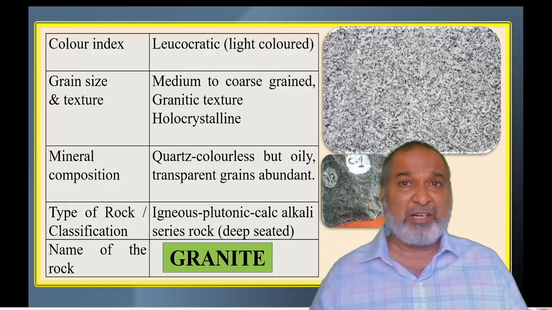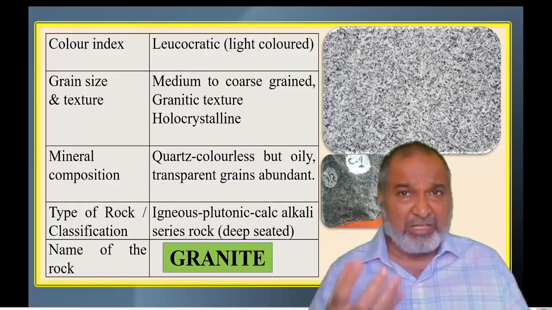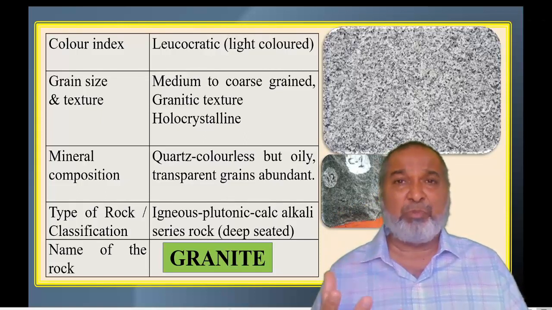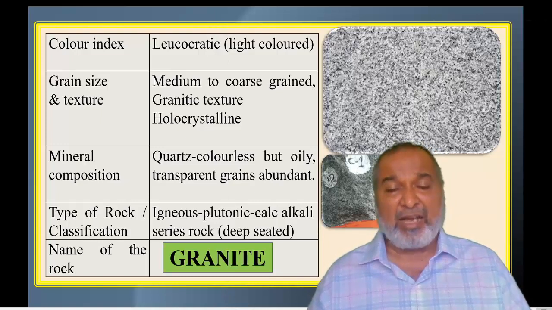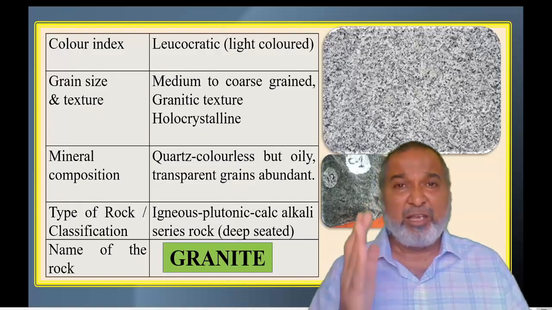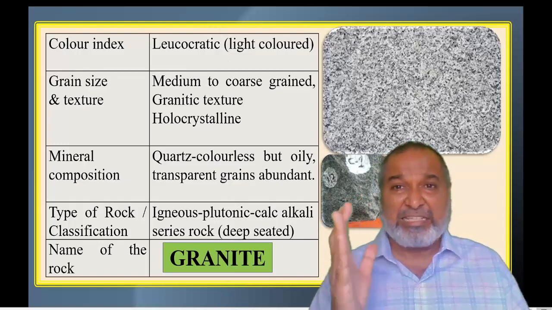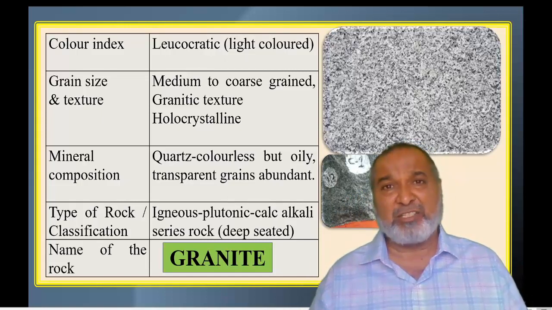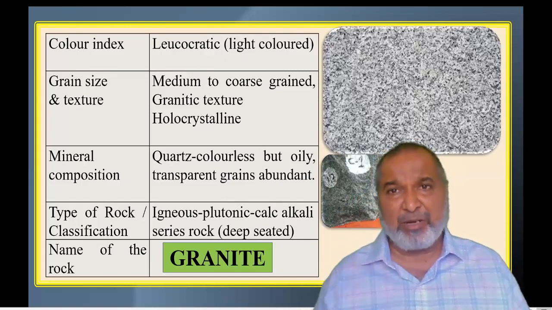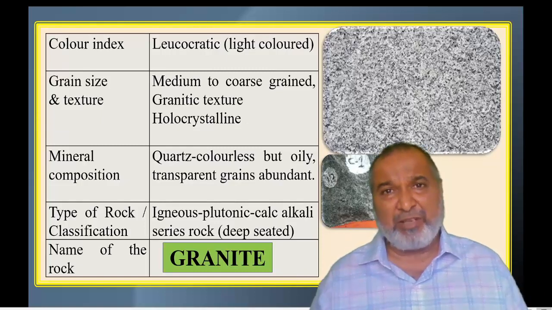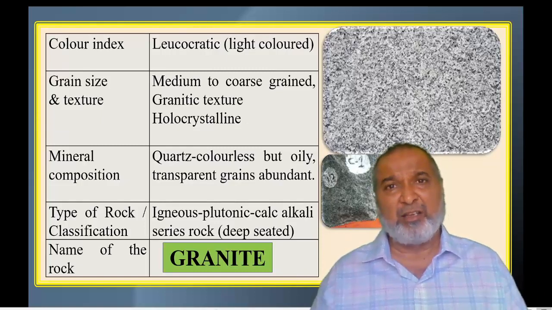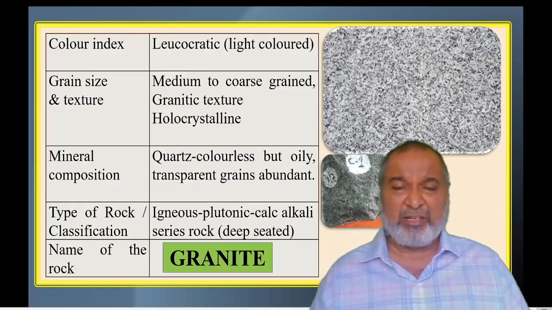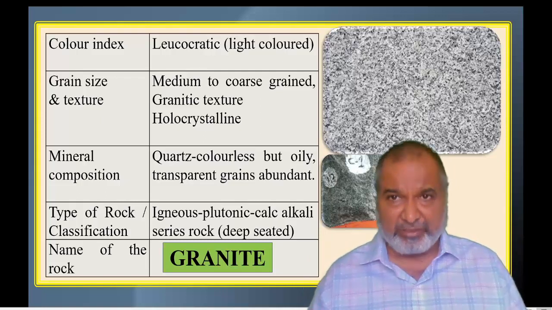When 100% glass has formed, that rock is called holohyaline. Holo means 100, hyaline means glass. The rock is 100% composed of glassy material, such as obsidian and pitchstone. These are the two best examples of glassy material. Whereas granite and basalt are examples where the rock is 100% made up of crystals.